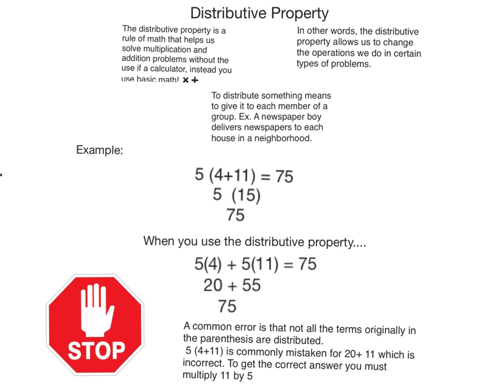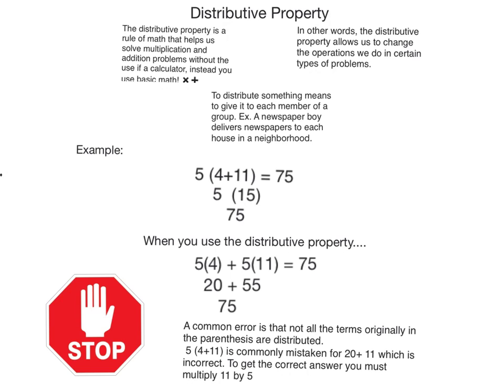For example, a newspaper boy delivers newspapers to each house in a neighborhood. An example would be 5 times, in parentheses, 4 plus 11. That is equal to 75. But when you use the distributive property, you can do 5 times 4, which is 20, and 5 times 11, which is 55, to get you to the same answer of 75.